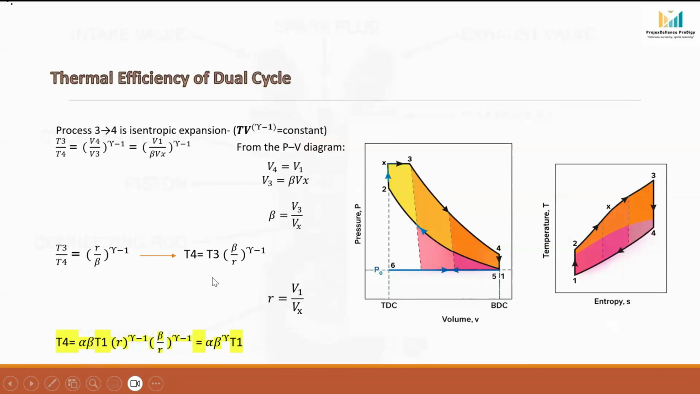If we simplify it further, the T3 value we derived in the previous slide as alpha beta T1 R raised to power gamma minus 1. So T4 will become alpha beta T1 R raised to power gamma minus 1 into beta divided by R raised to power gamma minus 1. And finally, T4 will be alpha beta raised to power gamma T1.